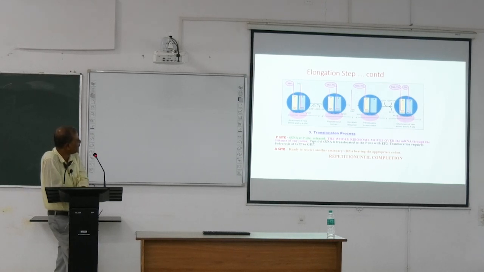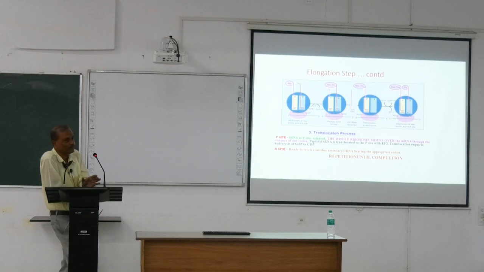Now once this step has been done, the third codon is here. Again a new amino acid will come, as methionine and threonine were there. This new amino acid will be attached. So methionine, threonine and glycine. These are the three amino acids which will be added, and the P site will be released.